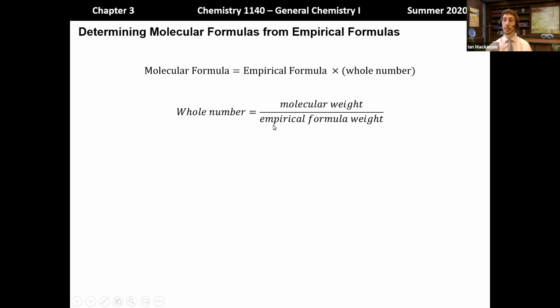So we determined the empirical formula using maybe combustion analysis. If I knew what the molecular weight was, then having figured out what the empirical formula is, I can find this whole number scaling factor simply by taking the overall molecular weight and dividing it by the empirical formula weight.